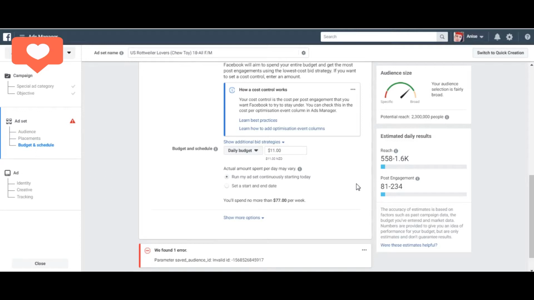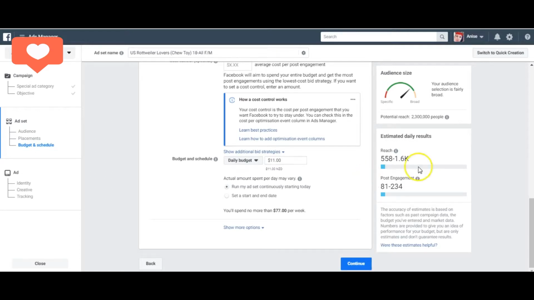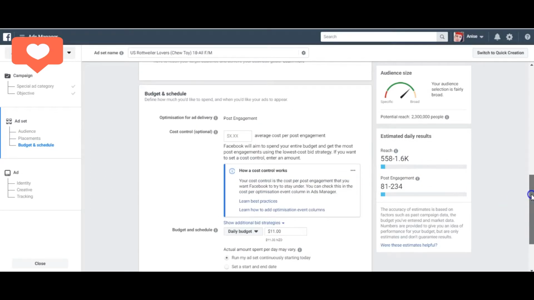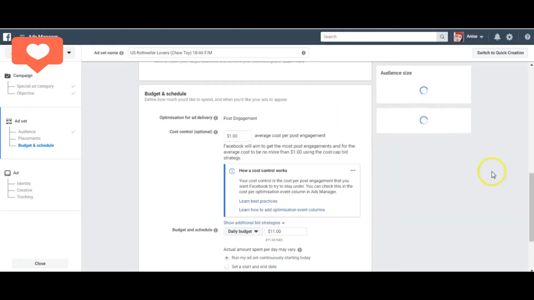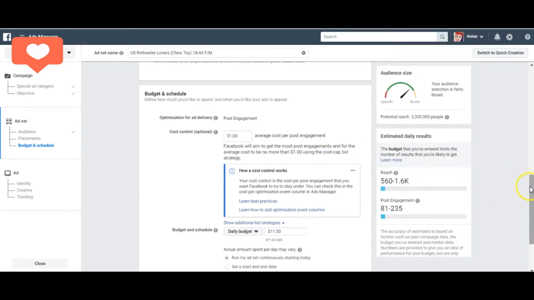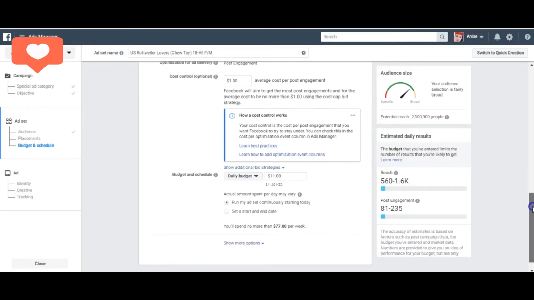So now we're down at our daily budget. So we look at post engagement, that's our aim and our goal, and we look at the cost control option. So what's the average amount that we're willing to pay for an engagement? Anywhere from 50 cents to perhaps $1. Let's put $1 at the optimal level, and we go down to a daily budget. There's a suggested budget of $11.